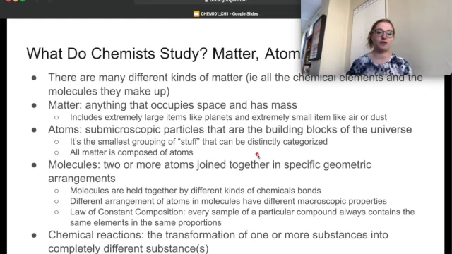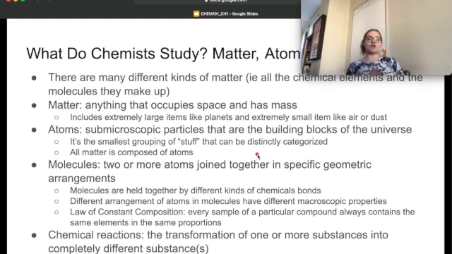So if you have H2O, you have water. If you have H2O2, you have hydrogen peroxide, and those behave entirely differently from each other. So different arrangements of different atoms are going to behave differently in their chemical properties. And we'll talk a little bit more about what those are in just a second here.